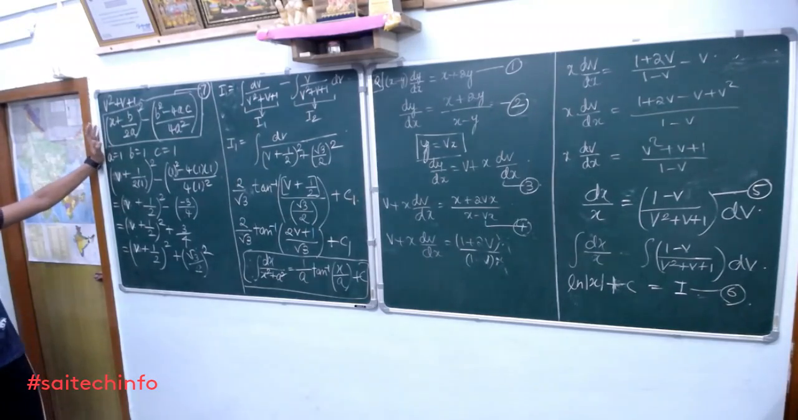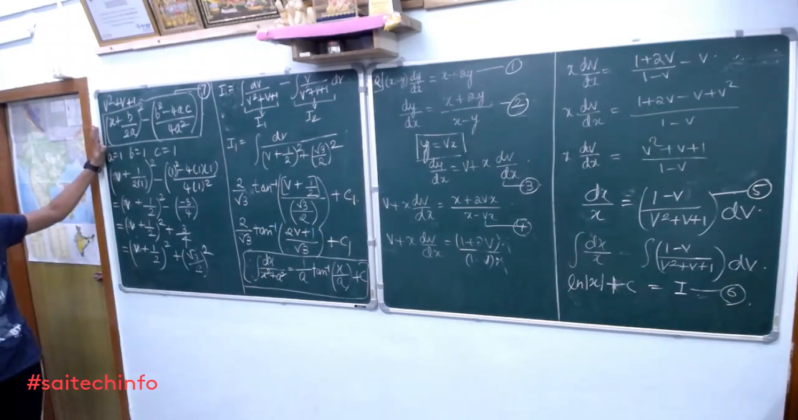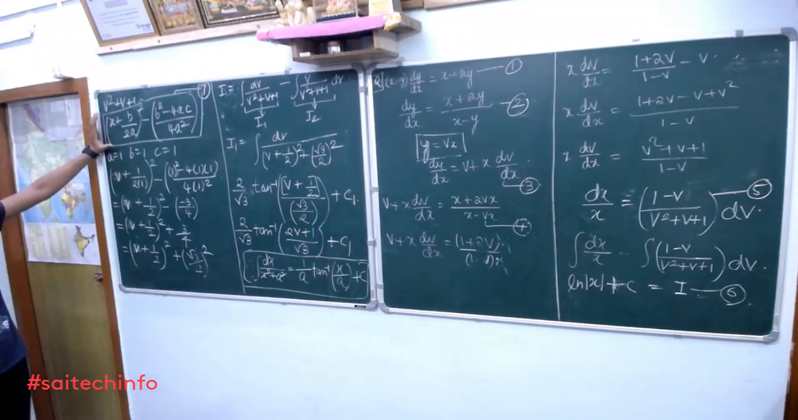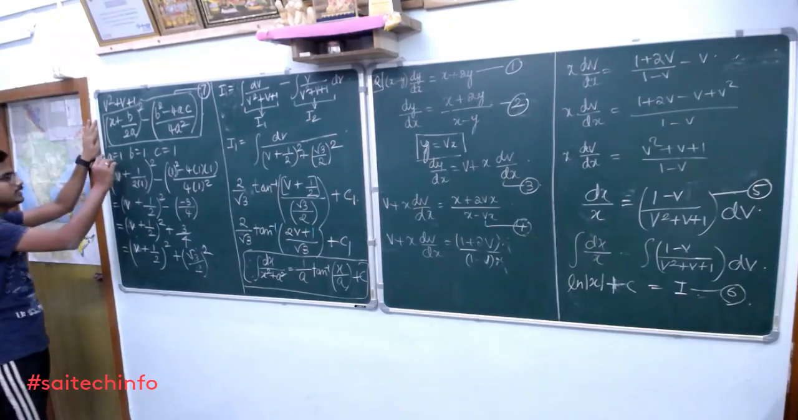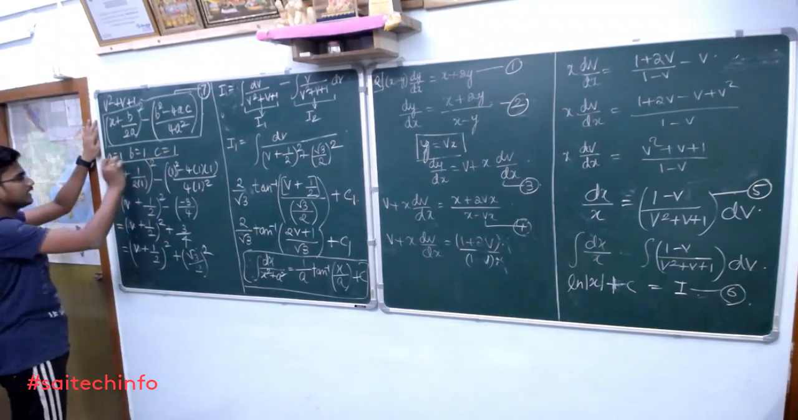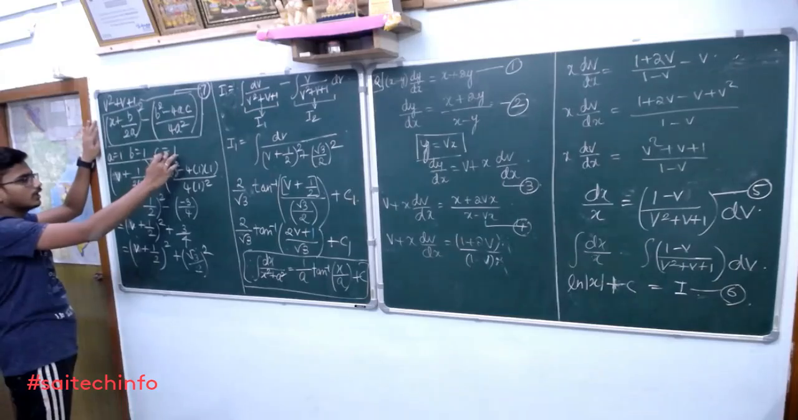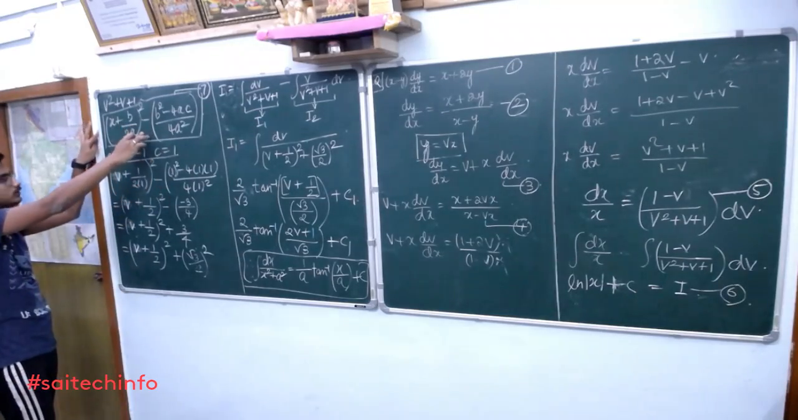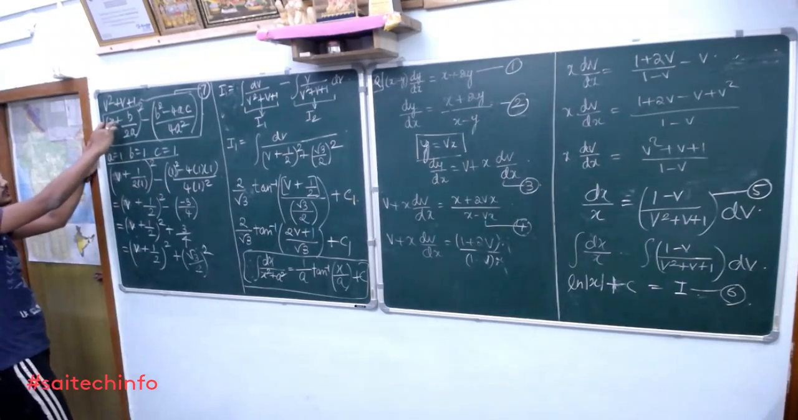What is the general format of a quadratic equation? The general format of a quadratic equation is ax square plus bx plus c. So now we apply the completing the square method to the denominator of the I, that is the integral part. So v square plus v plus 1, on comparing with the standard quadratic equation, we get the values of a, b and c. That is a equal to 1, b equal to 1, c equal to 1, and we substitute in the standard formula. So in the place of x we substitute v.